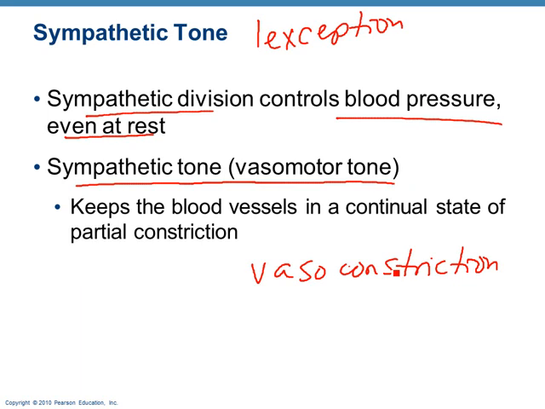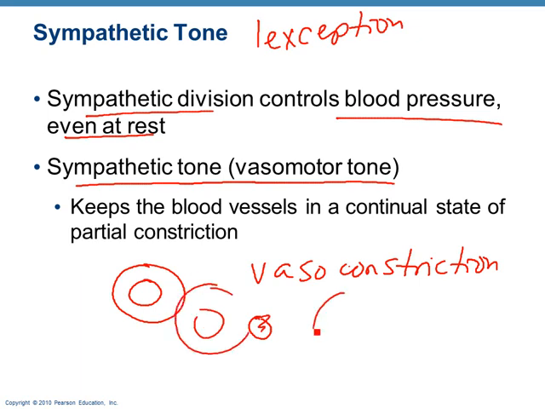All right? So if you have a blood vessel and it had no sympathetic tone whatsoever, it would be big and dilated. It'll be dilated, okay? Sympathetic tone comes in and keeps the vessel slightly constricted, okay? Slightly constricted. And allows you to keep your blood pressure. It kind of helps you regulate your blood pressure.